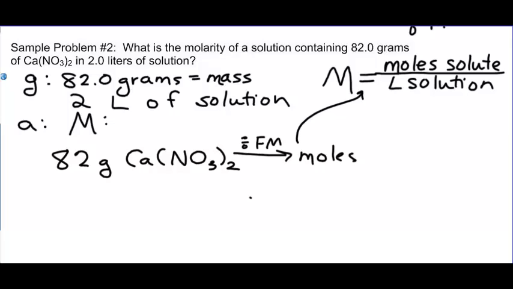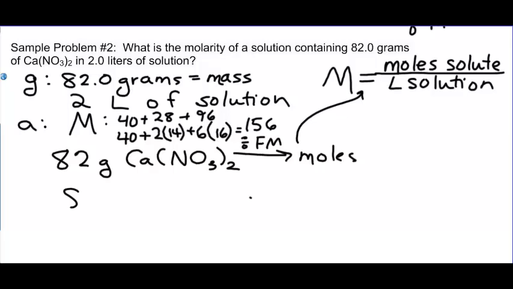What that means is I need to get the formula mass for calcium nitrate. Remember how to get formula mass from the last chapter. You add up the masses of all the elements. So calcium's mass is 40. There are 2 nitrogens that are each 14. There are 6 oxygens that are each 16. So we can add those together to give us the formula mass. This is going to be 40 plus 28 plus 96. And our formula mass is 156.